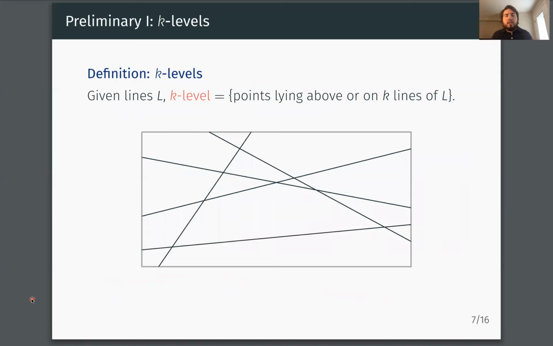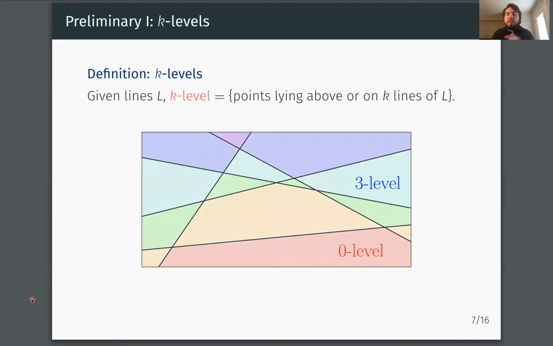So before I go into the subroutine, I'm going to introduce 2 preliminaries. The first preliminary is K levels. Given a set of lines L, the K level is the set of all points lying above or on K lines. In this drawing I've drawn 5 lines, and the 0 level is just the lower envelope. The 3 level is the set of all points lying above or on 3 lines.